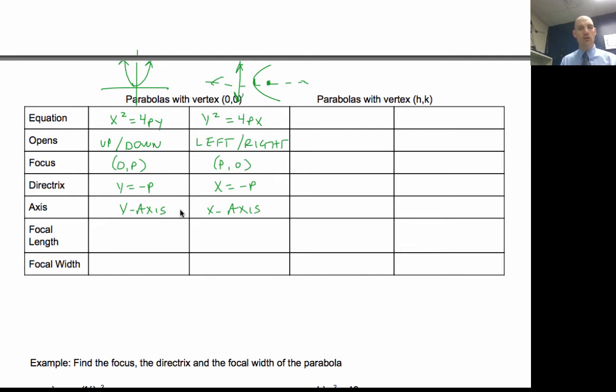Focal length. My focal length is the distance from vertex to directrix, right? So that would be p. And in this case, also p. Distance from vertex to focus is p. My focal width is the absolute value of 4p. This is my absolute value of 4p. So we're going to look at how that changes in our parabolas with a vertex that's h, k here in just a minute.